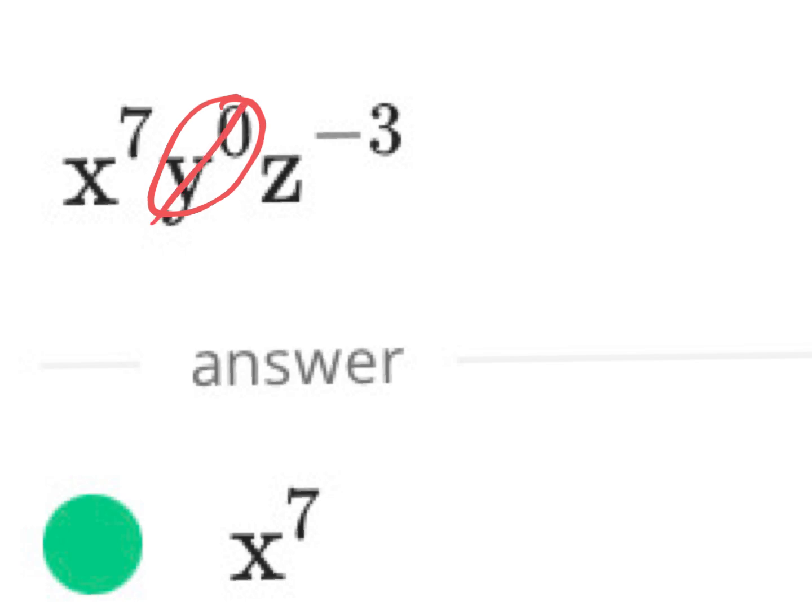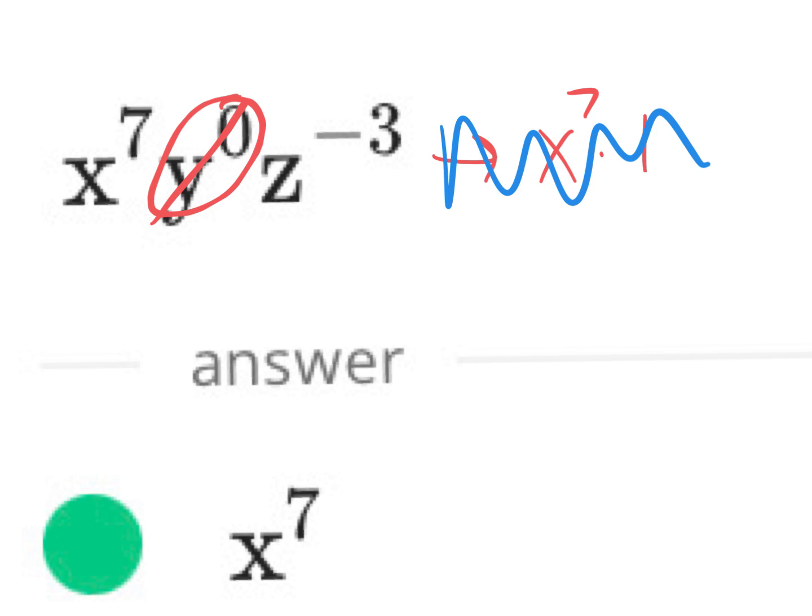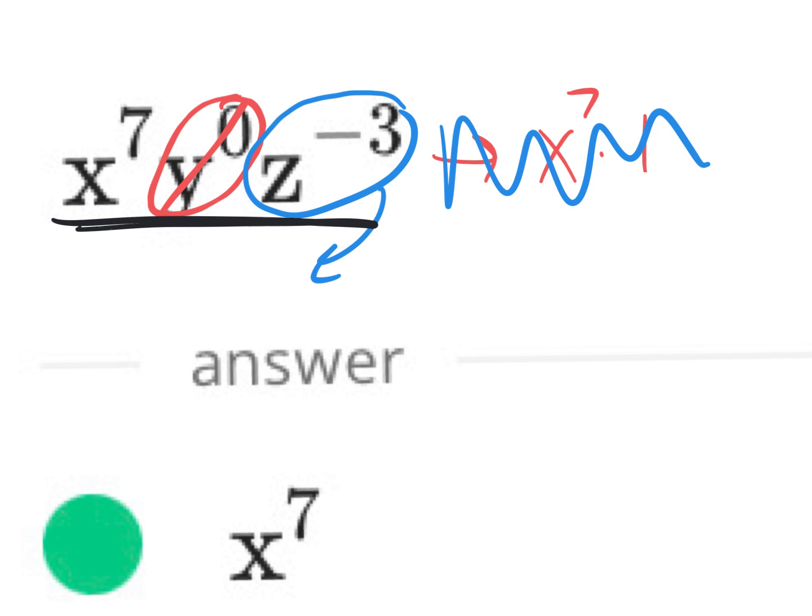It becomes 1. But then again, if you did write out x to the 7th times 1, that's not going to change anything. So you could just cancel it out. Now, let me scratch this out for a bit. Okay, so we still have a z to the negative 3, and anytime you have a negative exponent, you grab it and you move it to the other side of your fraction. And if you're like, I don't have a fraction, okay, just put a fraction bar and make it look like a fraction, and the z to the negative 3 comes down, and it becomes z to the positive 3 on the bottom. So when you move it from one side to the other, the negative exponent changes to a positive.